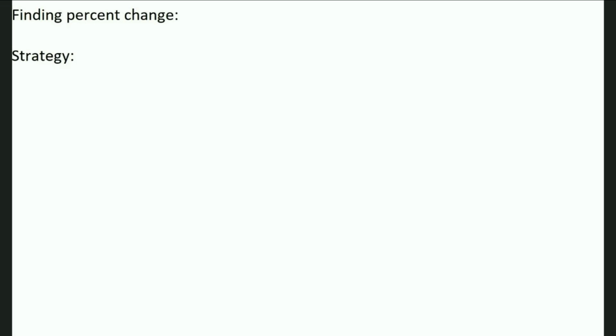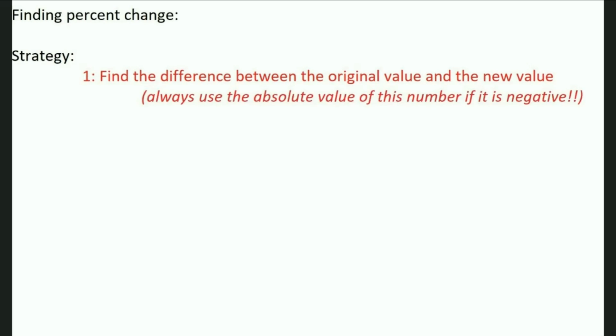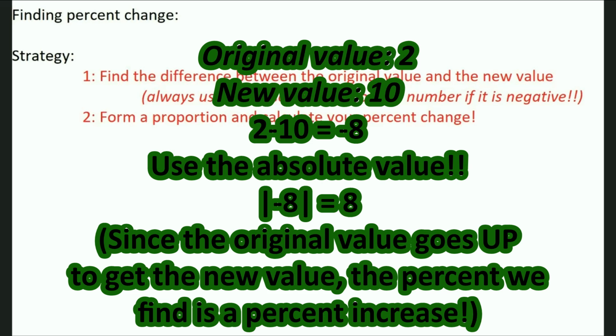Now our strategy is going to be the same for every single question. First, find the difference between the original value and the new value. Once you find that difference, make sure you use the absolute value of the number. So let's say the original value is 2 and the new value is 10. 2 minus 10 is negative 8. You wouldn't use negative 8 in your proportion. You would use 8, and just remember that this is a percent increase. You'll see what I mean in a minute.